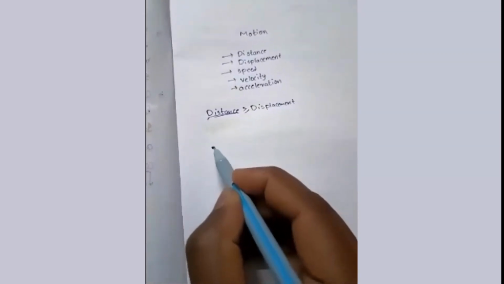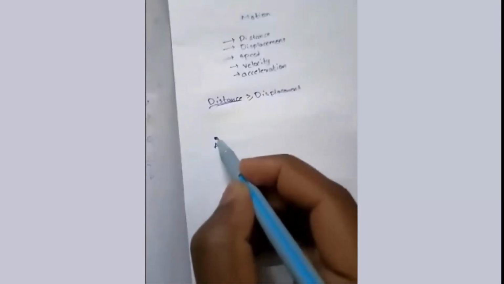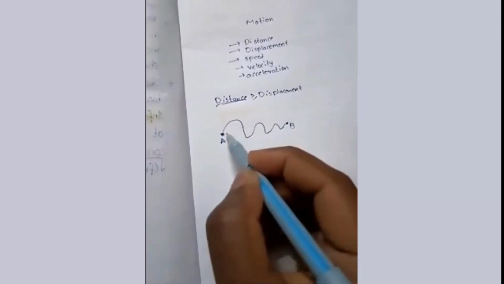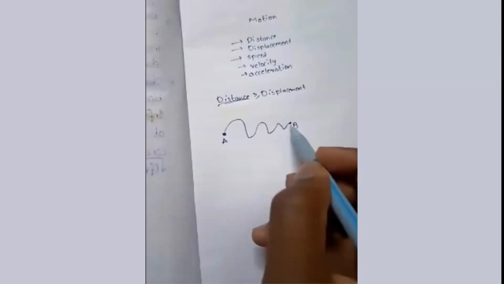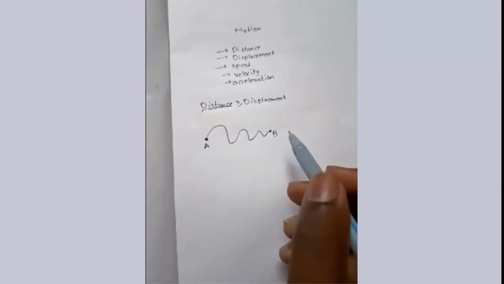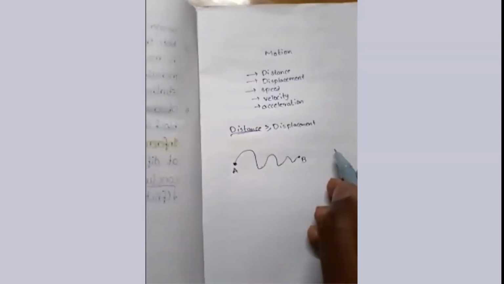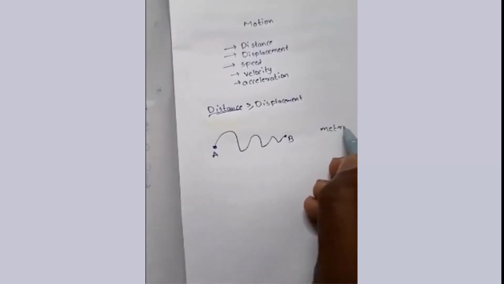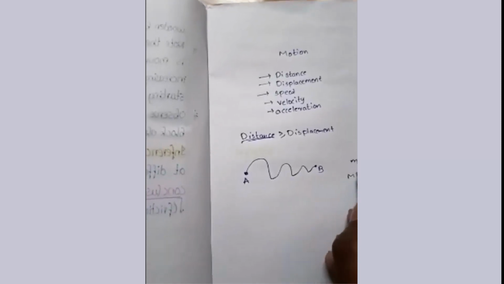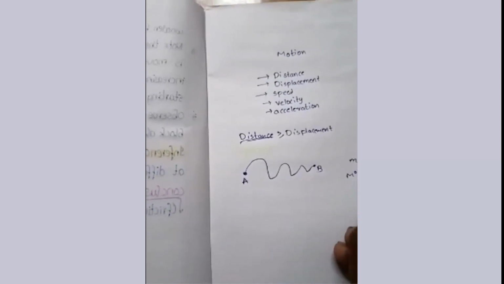Means if a particle starts from here, A, and moves in such a path to B, then the total length of the path covered is called distance. It is a scalar quantity. It does not depend on direction, and its unit is meter. So the dimensional formula of distance is M power 0, L power 1, T power 0.